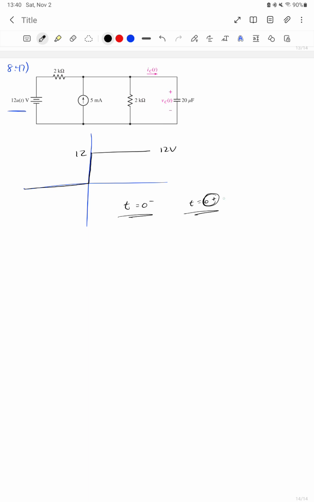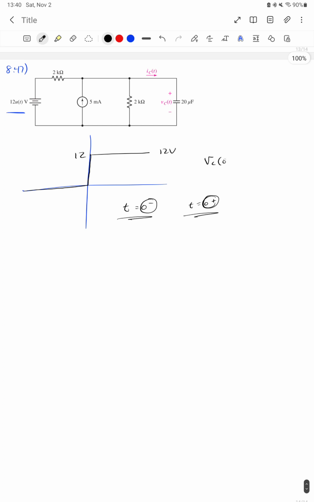You have to remember, this is still 0. That's why the values stay the same, right? The VC of 0 minus is equal to VC of 0 plus. They stay the same because you're still at 0. Similarly, in this function, at 0 minus you're at 0, but then at 0 plus you're at 1. Technically, no time has passed. All this happens at 0. That's why it's a discontinuous function.